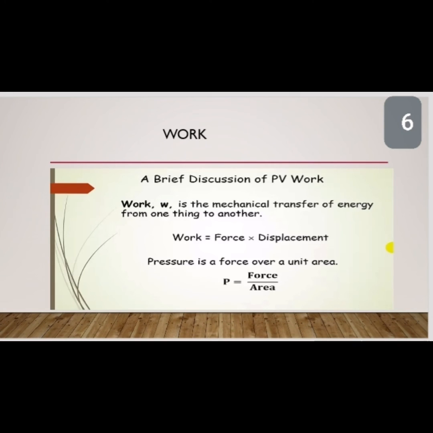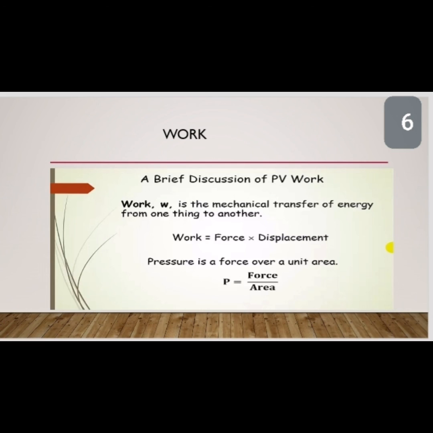Work is also a form of transfer of energy from one system to another. The product of force and displacement is called work. The SI unit of work is joule. There are different kinds of work.